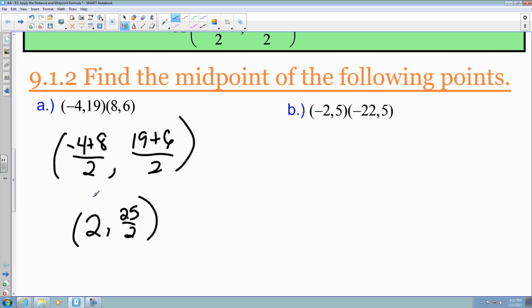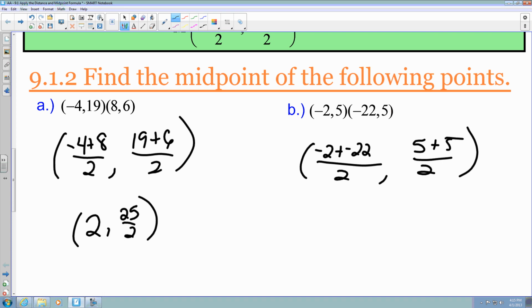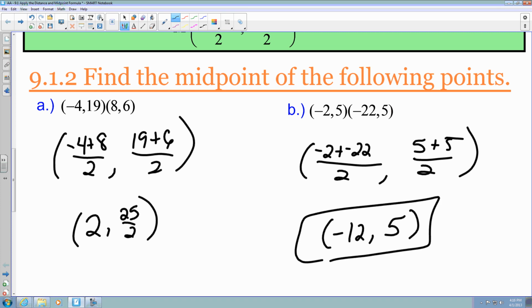And for B, I would go negative 2 plus negative 22, all over 2, comma, 5 plus 5, all over 2. Negative 2 plus a negative 22 gives me negative 12, and then 5 plus 5 is 10, and 10 divided by 2 is 5. All right.